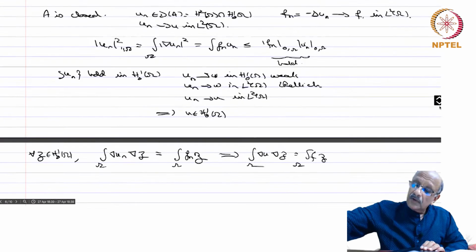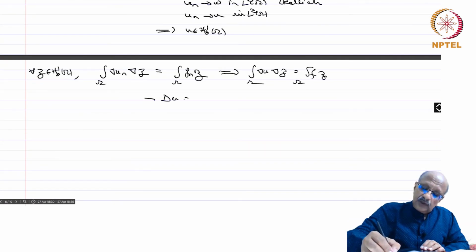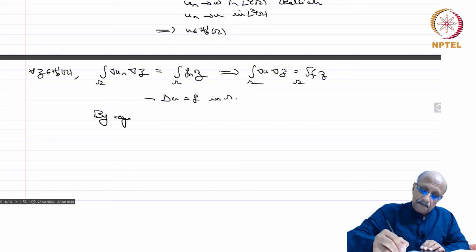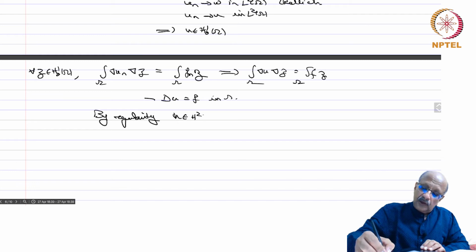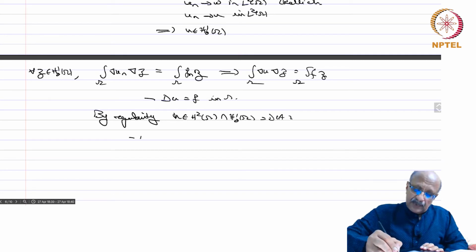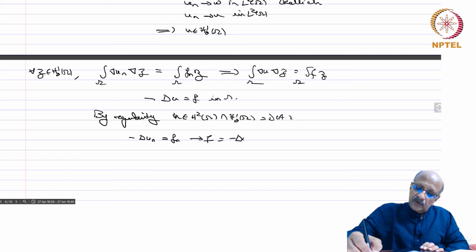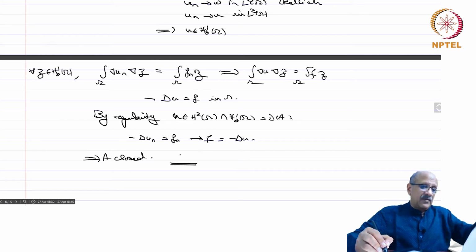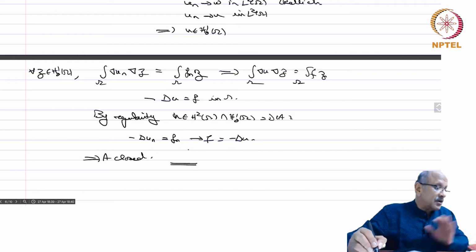So you have minus Laplacian u equal to f in omega, and by regularity you have u is in H2 of omega as well. And therefore minus Laplacian of un equals fn goes to f, which is equal to minus Laplacian of u, and this implies that A is closed. So these are two, in fact, very important examples which we will return to a little later on.